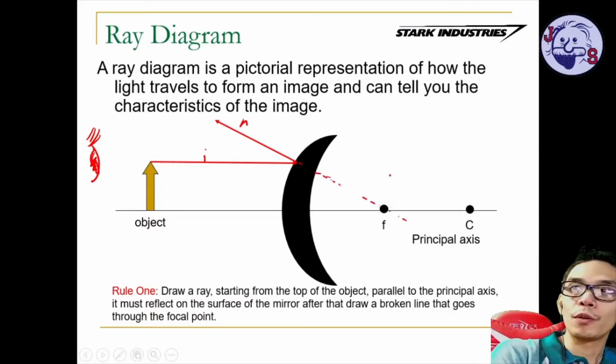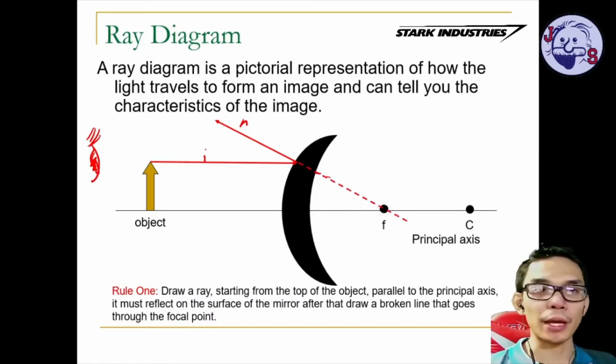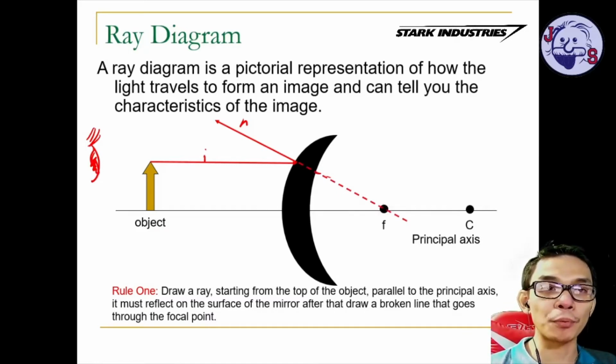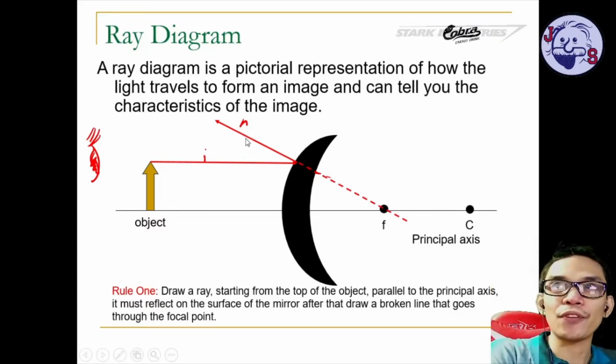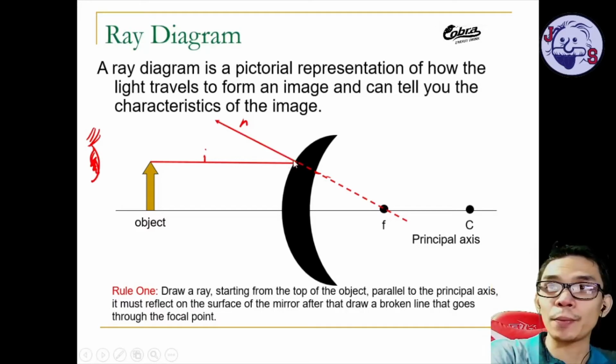So, because of that, we will put a broken line behind the mirror, following your reflected ray that you have right here.